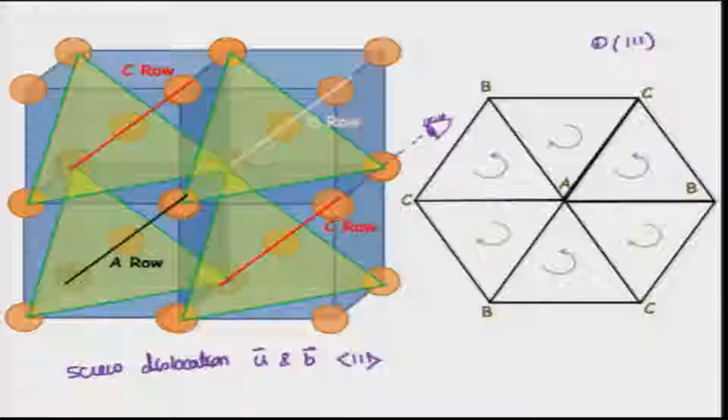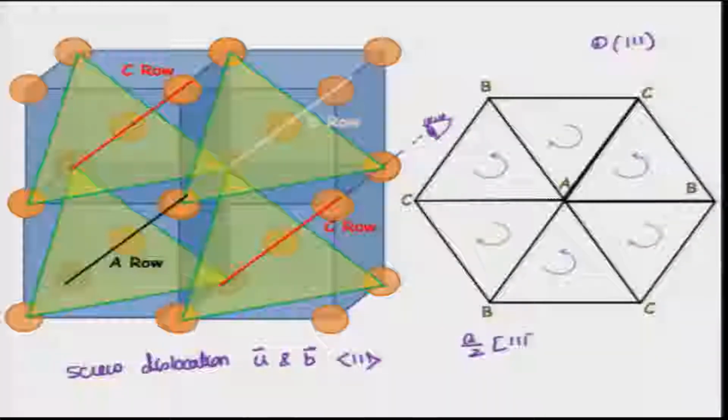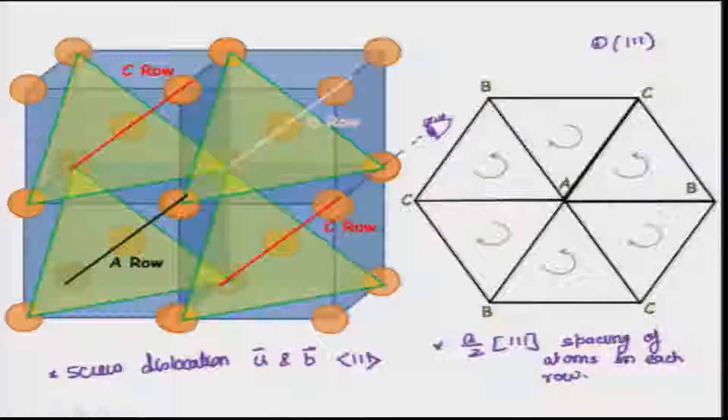Now, in each of the rows the characteristic is the same. In each of these rows the atom spacing is a by 2 111. But what is different between A, B and C, and what is common between C, C, C or B, B, B, is that the atoms in these layers are in the same plane.